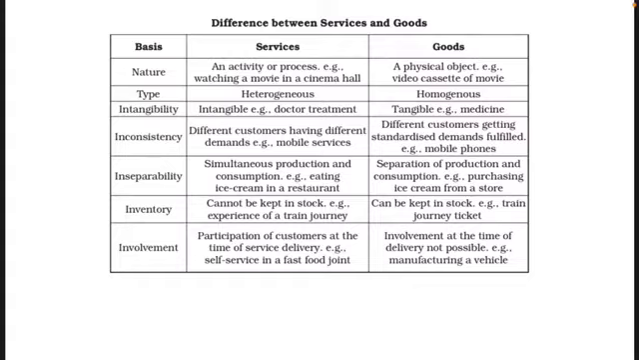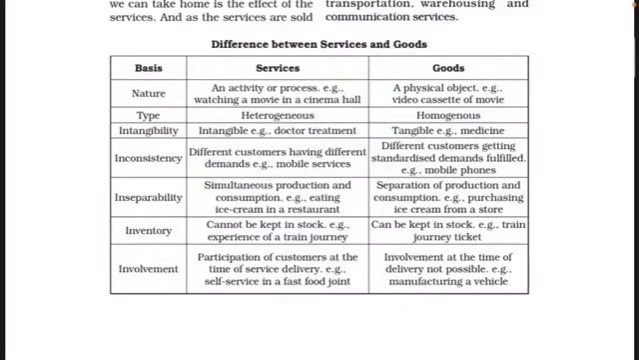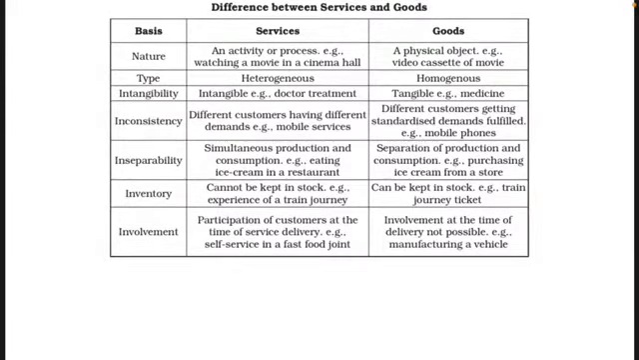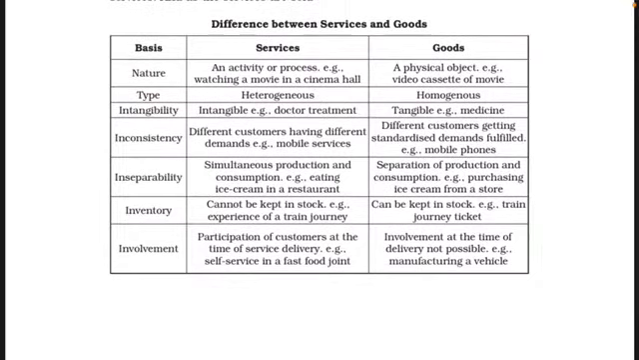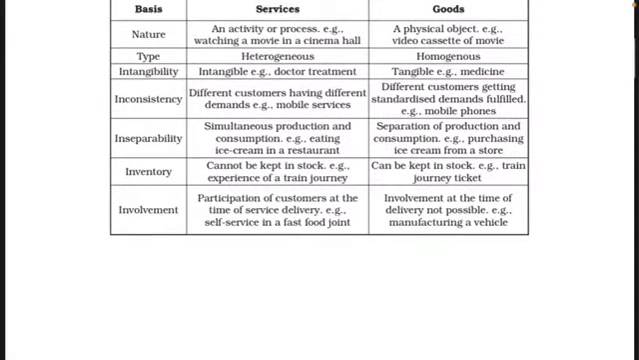Inconsistency: different customers have different demands in services, while in goods, standardized demand is fulfilled. In goods they are produced as a standardized product. An example is given here: in services, there are mobile services like Vodafone, like Airtel, and any other mobile services. And in goods, standardized demand is fulfilled, like mobile phones. So that is inconsistency. Services are inconsistent in nature because the demands of different customers are different, and services should be provided according to their demands. Next one is inseparability.